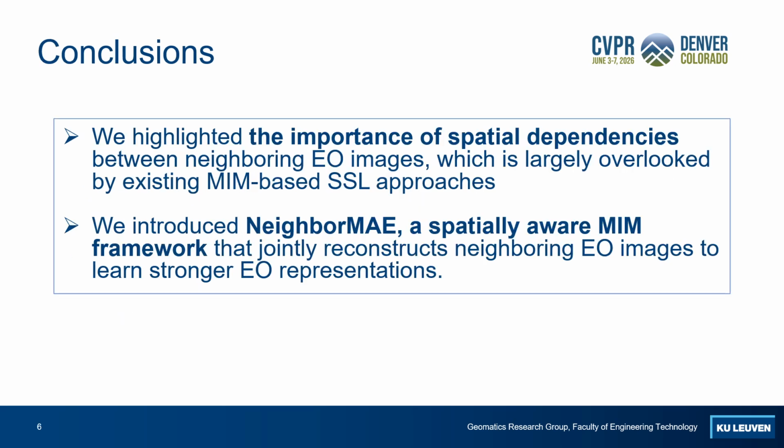In conclusion, this work highlights an overlooked signal in masked image modeling for Earth observation, the spatial dependencies between neighboring images. We propose NeighborMAE, a spatially aware MIM framework that jointly reconstructs neighboring EO images, which learns stronger and more transferable representations. Our experiments show consistent improvement over MAE across diverse downstream tasks, and the ablation study confirms that neighboring views provide more useful context than simply enlarging the inputs.